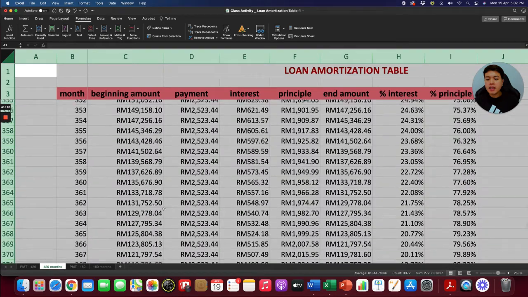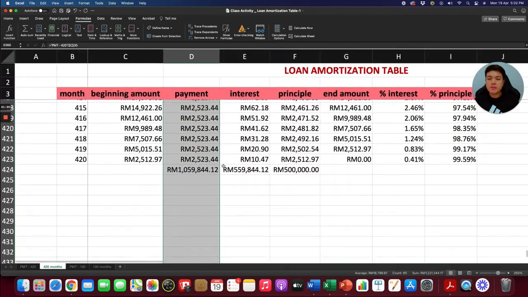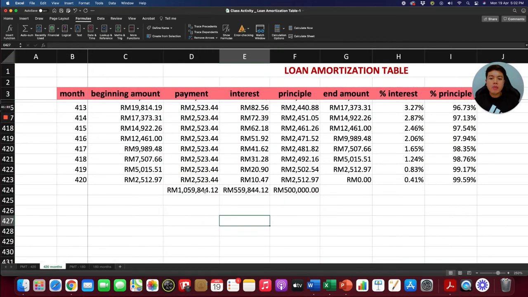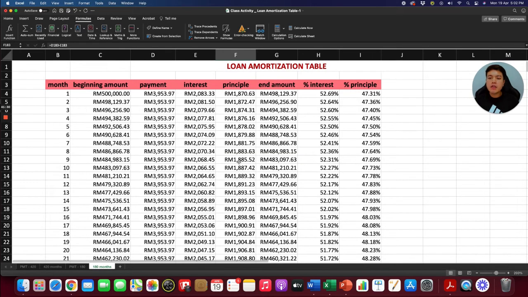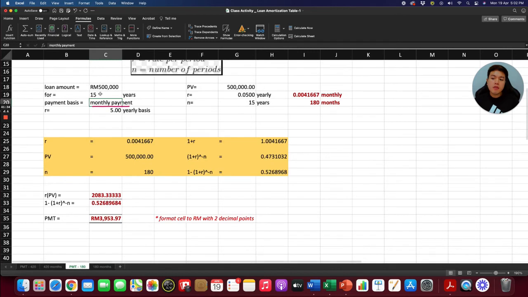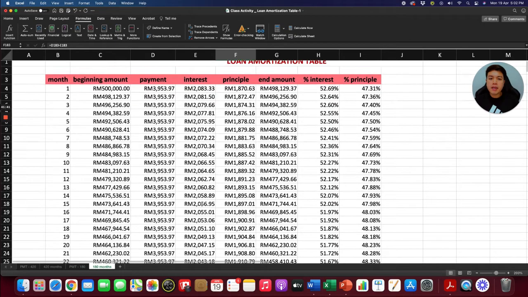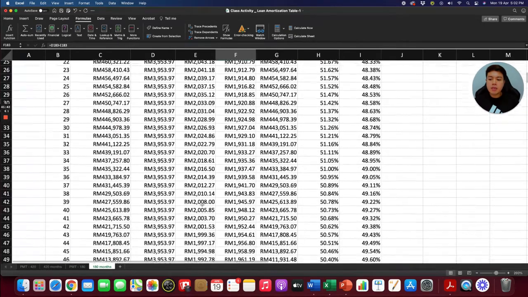But at the end here, if you notice, you will make a lot more payment. 1.05 million actually, more than 1 million. But if you borrow money for only, here, for 15 years, okay, so 180 months, interest rate still the same, 5%. So what is the impact here? This is for 180 months.